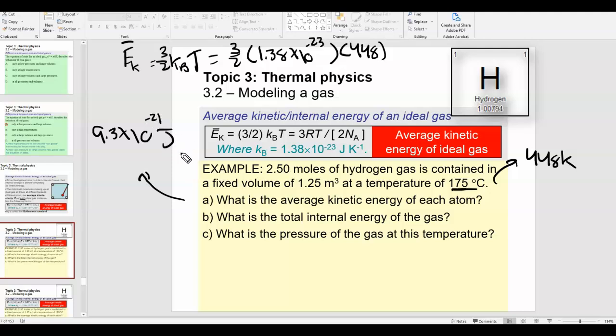Now that seems like a small amount of energy, and it is, but remember there's a bajillion atoms in 2.5 moles of hydrogen gas. So each one might have a tiny amount of average kinetic energy.